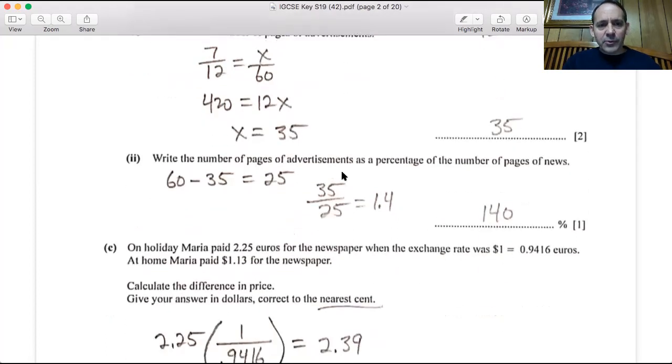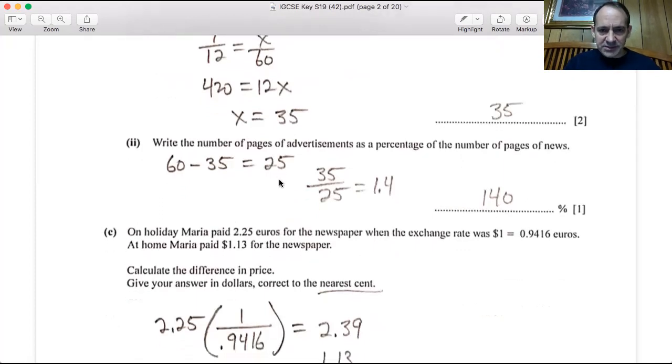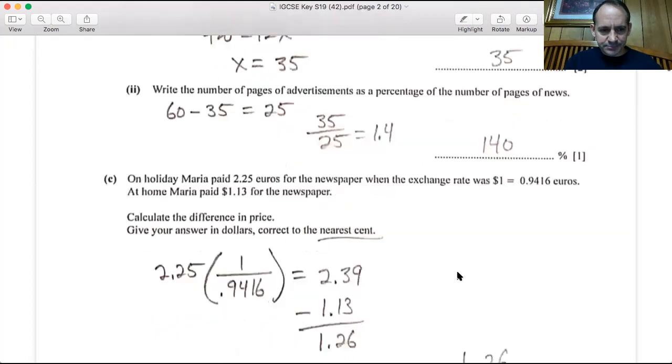Now it says write the number of pages of advertisements as a percentage of the pages of news. So we need to find out how many pages of news there are. Well, if there's a total of 60 pages and 35 of them are advertisement, that leaves us with 25 pages for news. And if we write it as a percent of news, that's 35 advertisement over 25 news equals 1.4. Again, change it to a percent by moving the decimal over twice, so you get 140%.